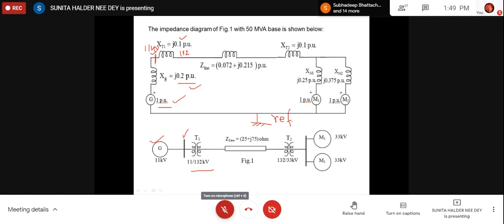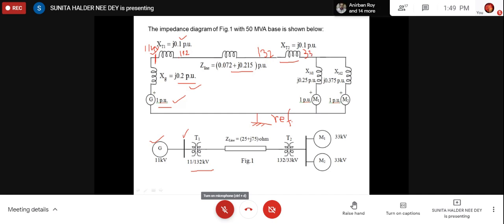Then for the transmission line we have already got some equivalent value in per unit, so we can put that one. Then transformer T2. Then we shall put that transformer T2. For transformer T2, primary side voltage is 132 kV and secondary side is 33 kV, right?